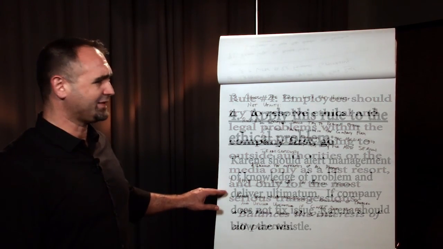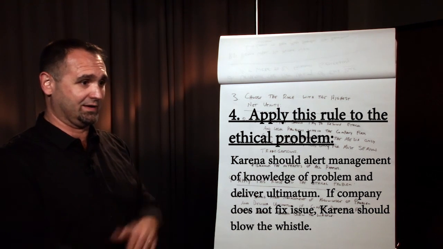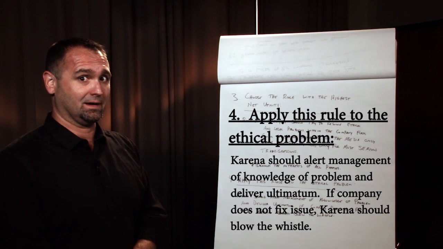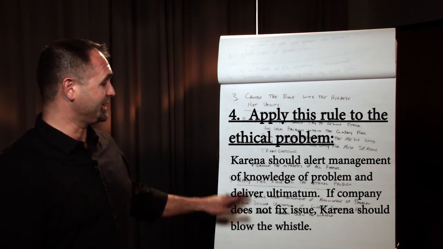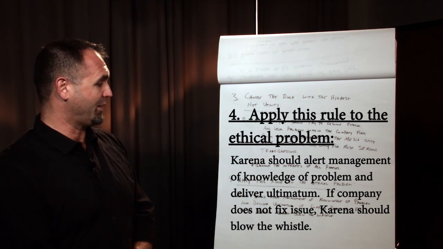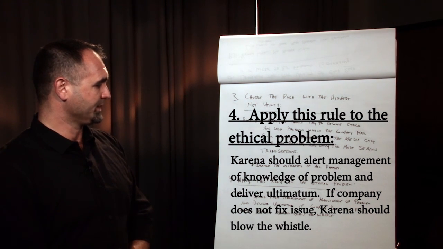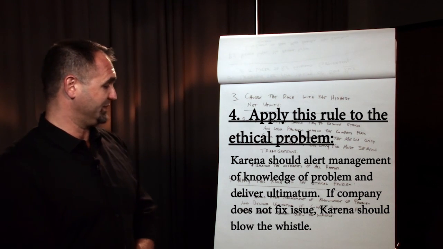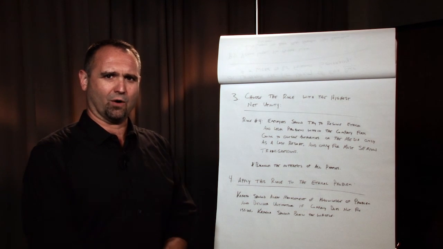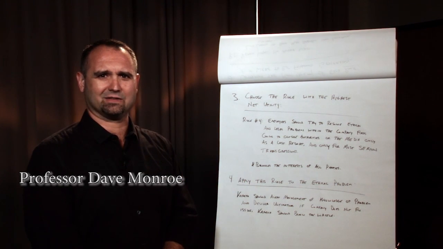So our last step in the process is to localize this to Karina's problem. We're looking at Karina's case specifically. What should she do about the illegal dumping in her company? If we apply this rule to that particular problem, Karina should alert the management of her knowledge of the problem, so they know that she knows, and deliver the ultimatum. Then, if the company doesn't fix the issue, Karina should blow the whistle to her reporter uncle. So her action conforms to the rule that we've shown to have the highest net utility.